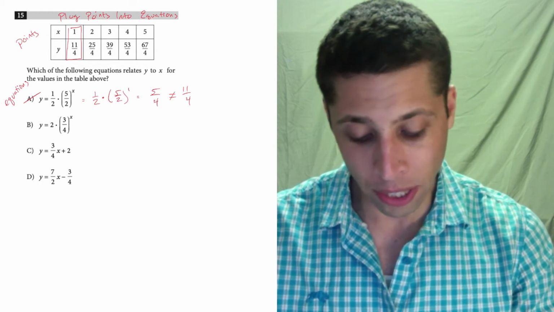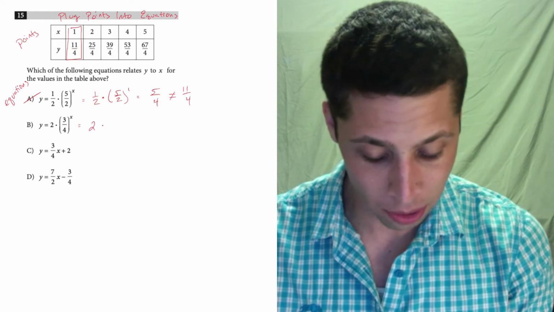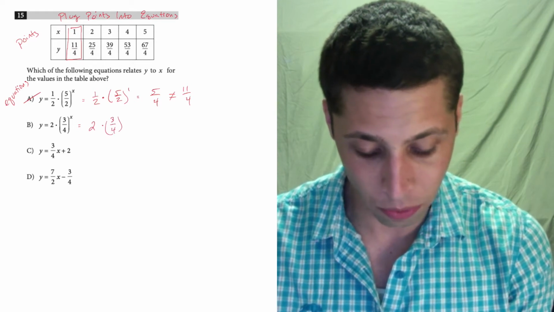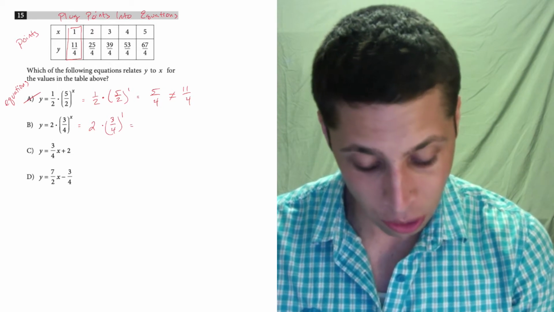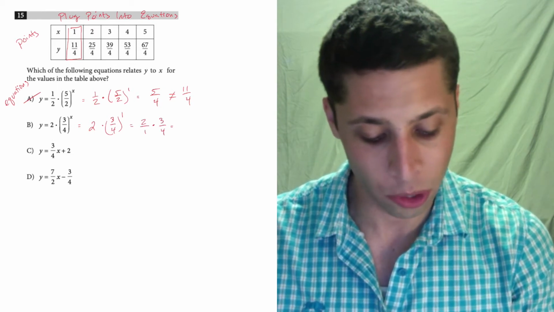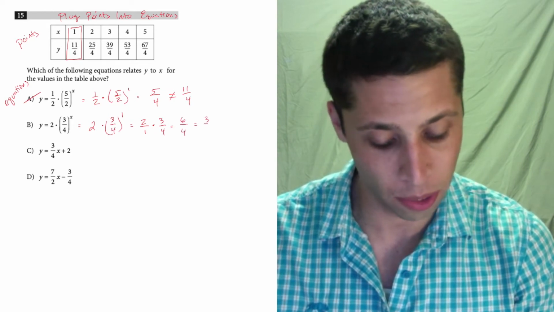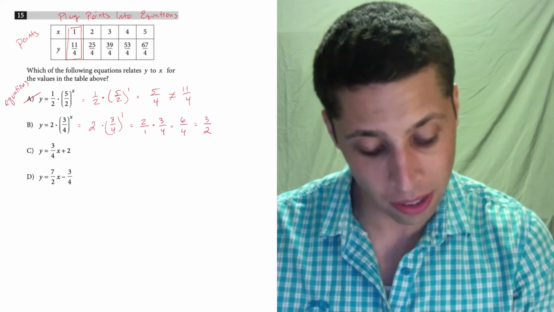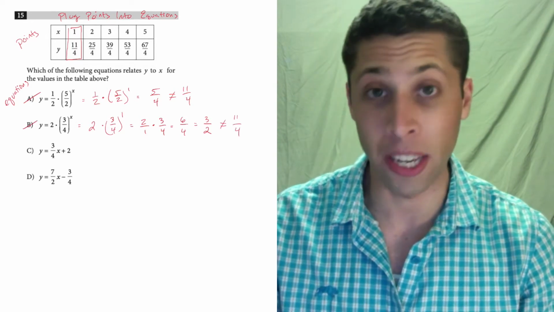If we keep going right here, it's going to be very methodical. Choice B is 2 times 3/4 to the first. 3/4 to the first is just 3/4. So that's 2/1 times 3/4, which is 6/4, which reduces to 3/2, which is not 11/4. So it doesn't work in choice B either.